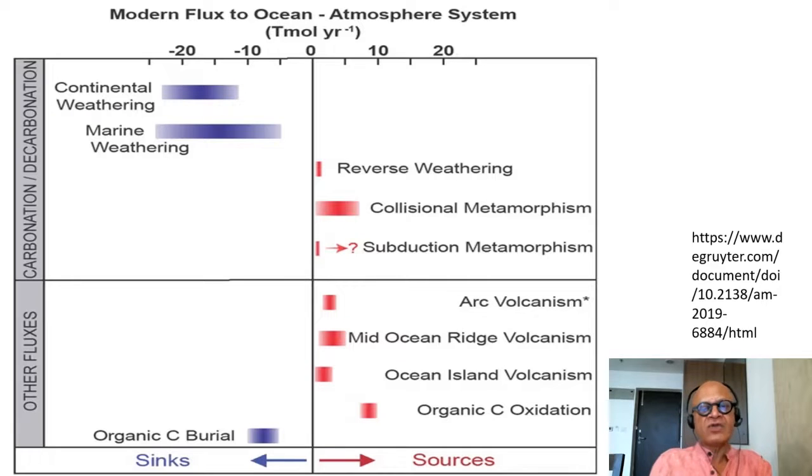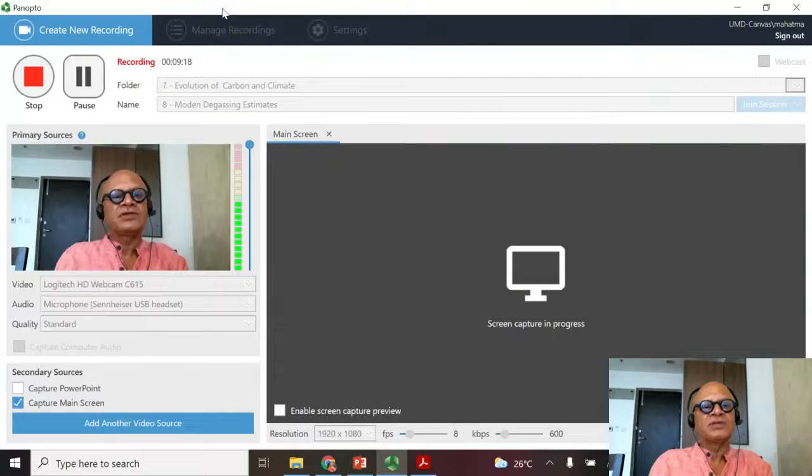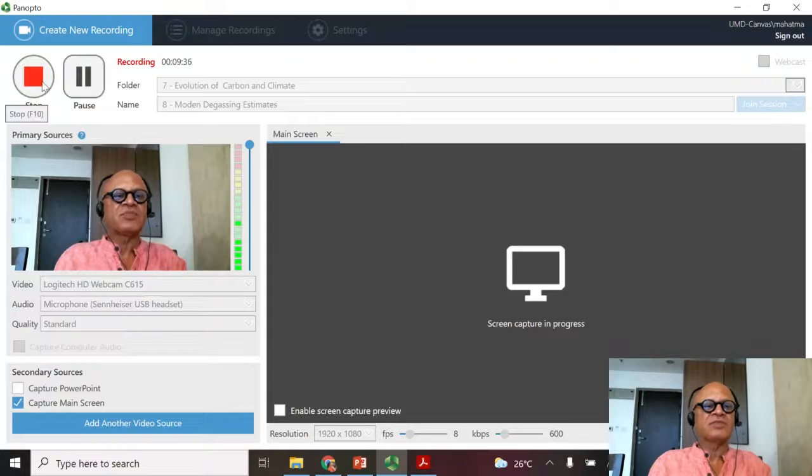We will come back and look at other processes that provide modern sinks. So degassing is providing the source of CO2 to atmosphere and ocean. We will look at some sinks, but the table and the graphic representation obviously had both of them, but we will add some more details in the next podcast.